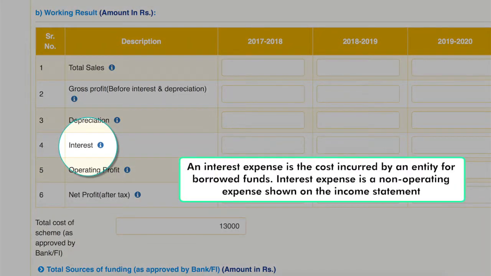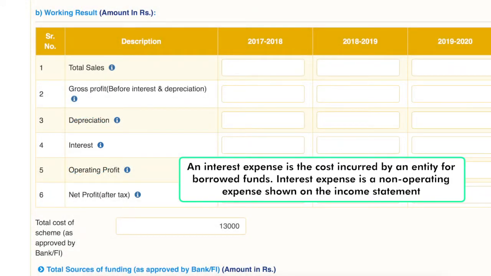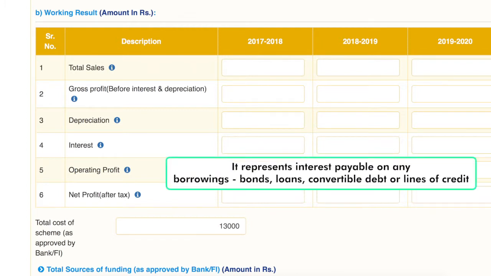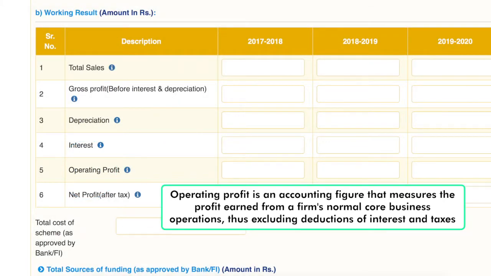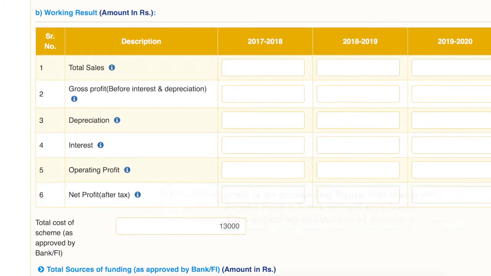An interest expense is the cost incurred by an entity for borrowed funds. Interest expense is a non-operating expense shown on the income statement. It represents interest payable on any borrowings, bonds, loans, convertible debt, or lines of credit. Operating profit is an accounting figure that measures the profit earned from a firm's normal core business operations, thus excluding deductions of interest and taxes.